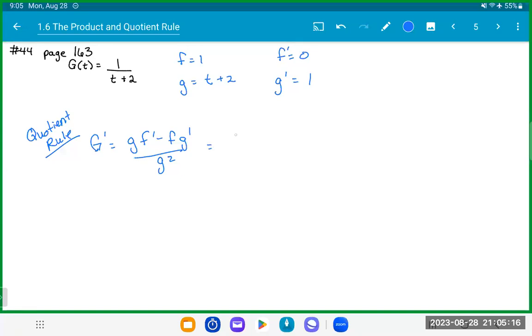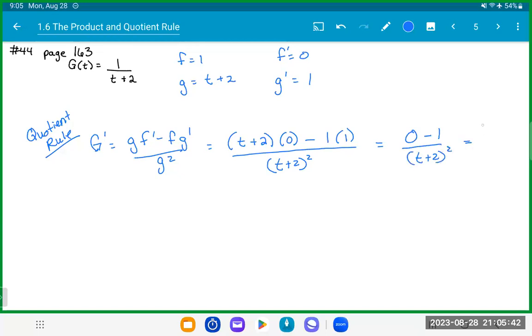So this is going to give me (t + 2) times 0 minus 1 times 1, divided by (t + 2) squared. So this is going to give me 0 minus 1 over (t + 2) squared, which is negative 1 over (t + 2) squared.